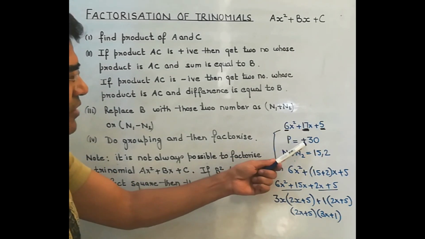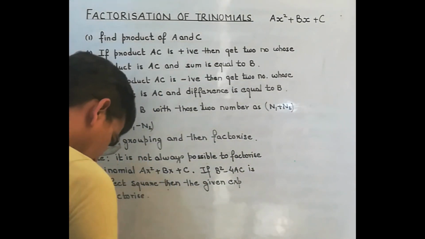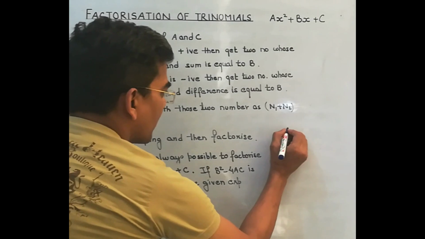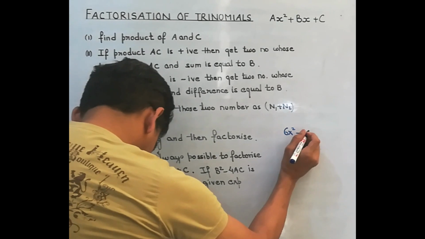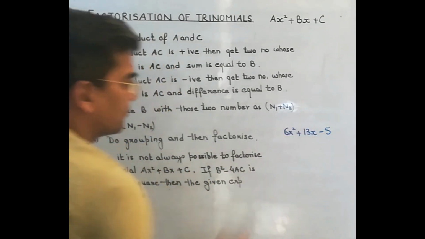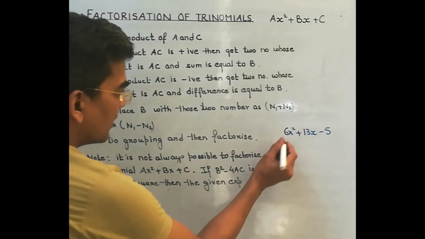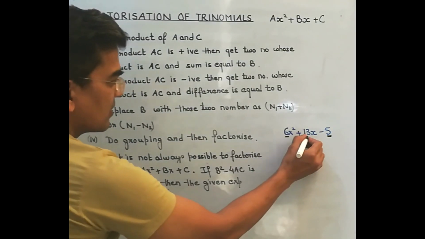Now next example we will take when product is negative. Let us take one example when product will be negative: 6x square plus 13x minus 5. Okay, now let's take this question. It's similar to the previous one, just you can see here product will be negative. Now here what is A and what is C? This is your A, this is your C, and this is your B.